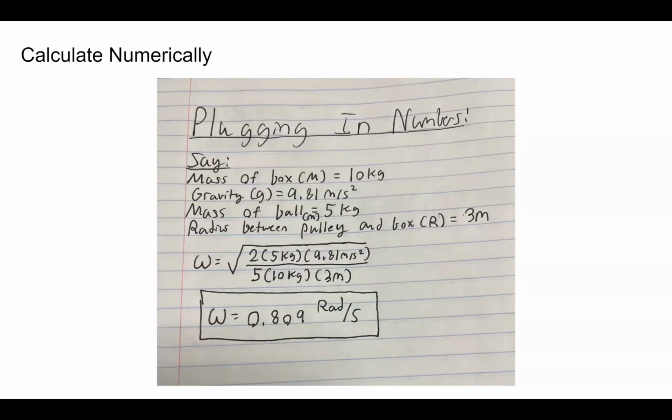So plugging in numbers, we can make some assumptions about the weights of the boxes and the ball and the radius. We can just say the mass of the box is 10 kilograms, gravity is 9.81 meters per second squared, mass of the ball is 5 kilograms, and the radius between the pulley and the box is 3 meters. Plugging that into the equation, we get an angular velocity of 0.809 radians per second.